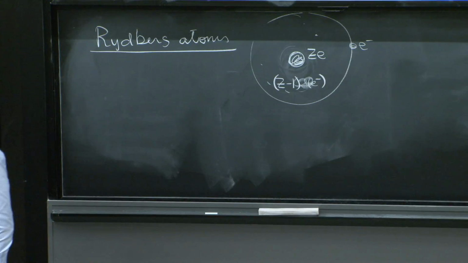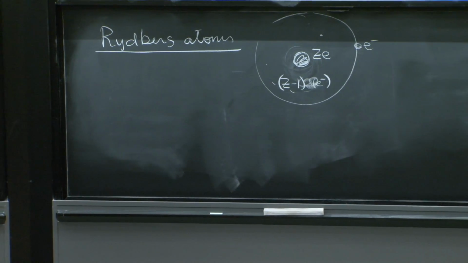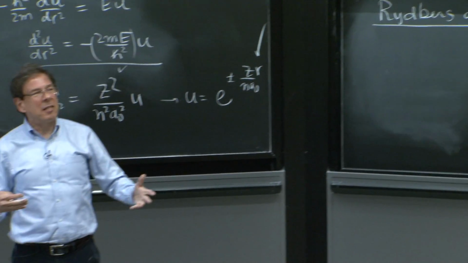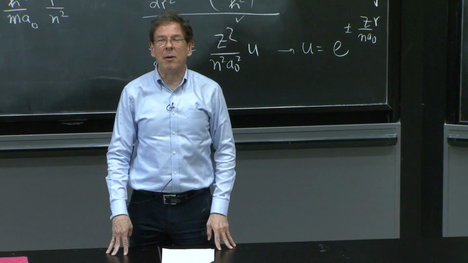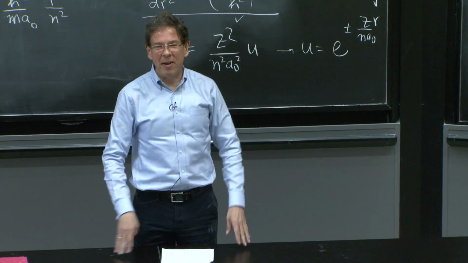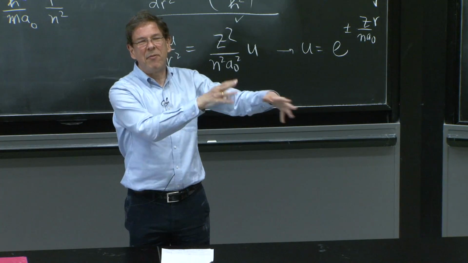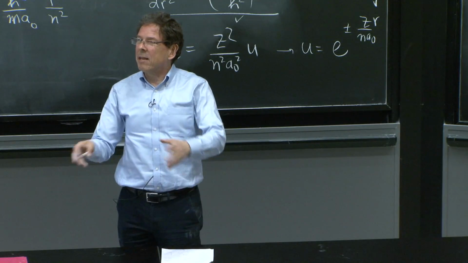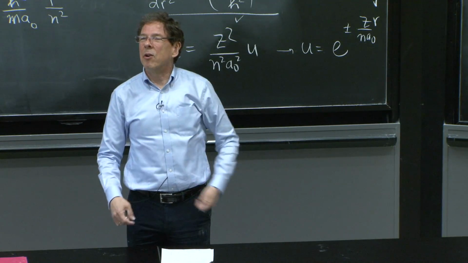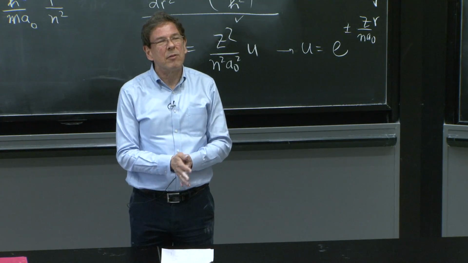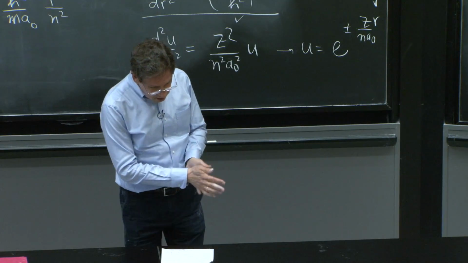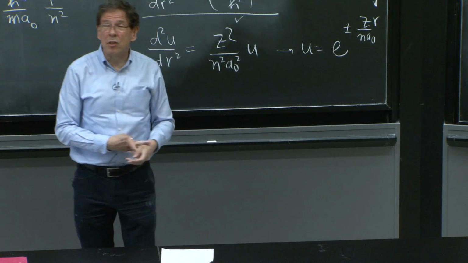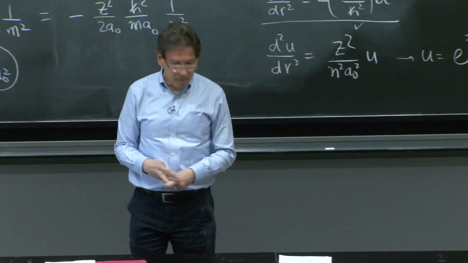So in some sense, to a good approximation, the last electron says, oh, there's a hydrogen atom here. I'm part of a hydrogen atom. I don't see my friends. The other electrons are too close to the nucleus. And I'm out there going around as if I were hydrogen. So that's a very nice application of hydrogen atoms.